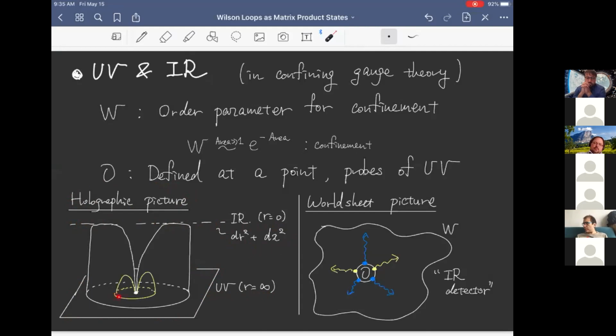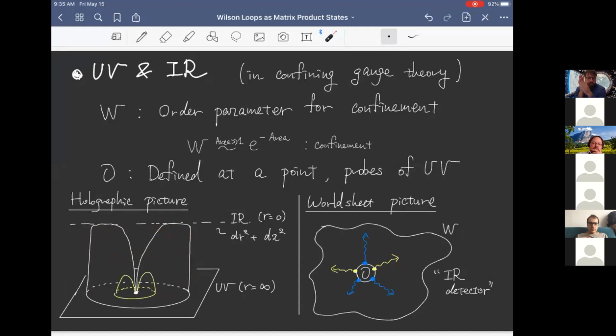If you consider a very small Wilson loop, then the typical surface which connects the operator and the Wilson loop is like this. But if you consider a very large Wilson loop, then it stretches all the way down to the IR and comes back. In this sense, by changing the size of the Wilson loop, you can explore more and more of the space inside. So this also shows that this is a nice object which probes UV and IR.